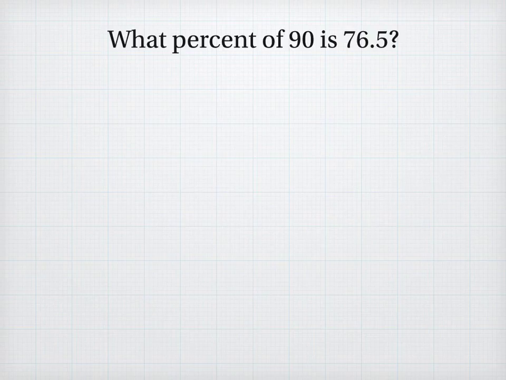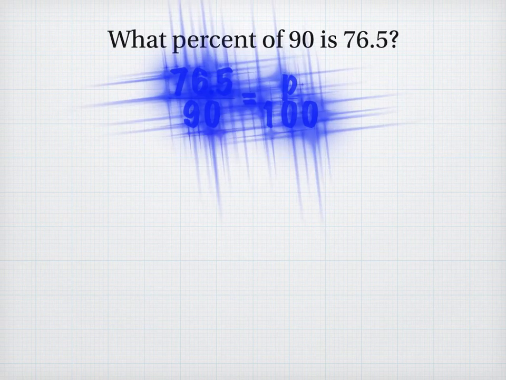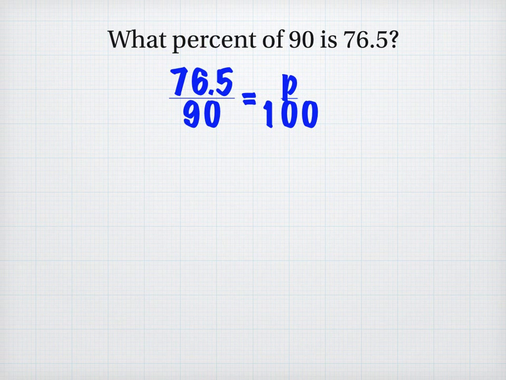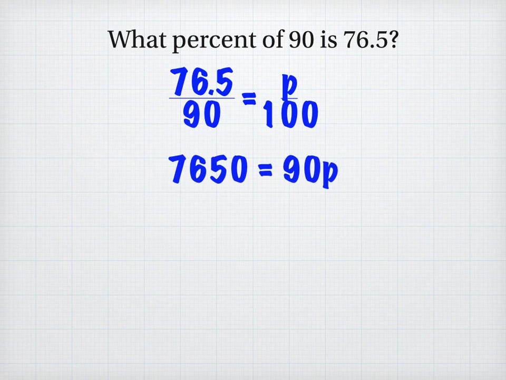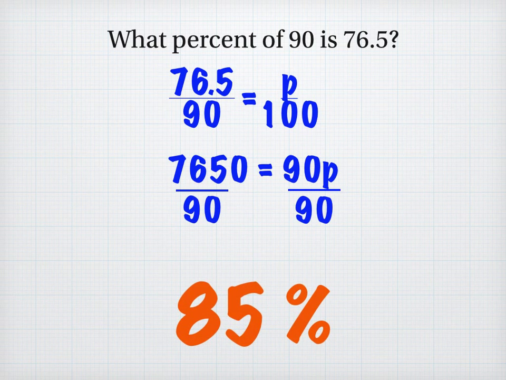The next example says, what percent of 90 is 76.5? So in this case, is over of equals percent over 100. We would do 76.5 over 90 equals percent P over 100. Just like the last example, we're going to cross multiply, divide both sides by 90, and you would get 85%.